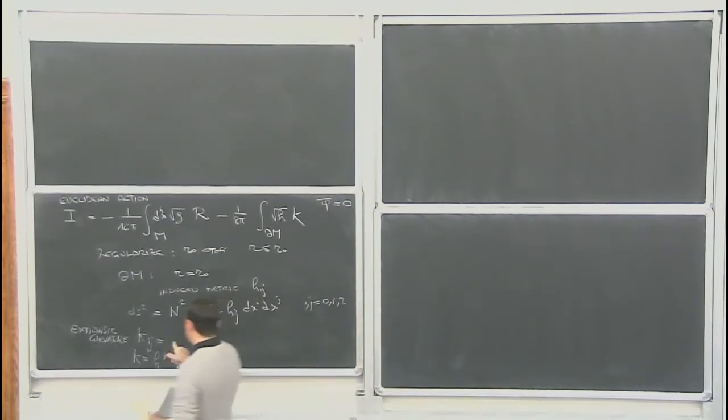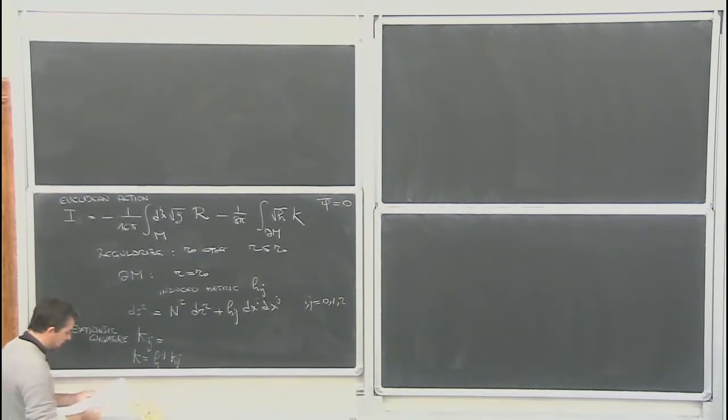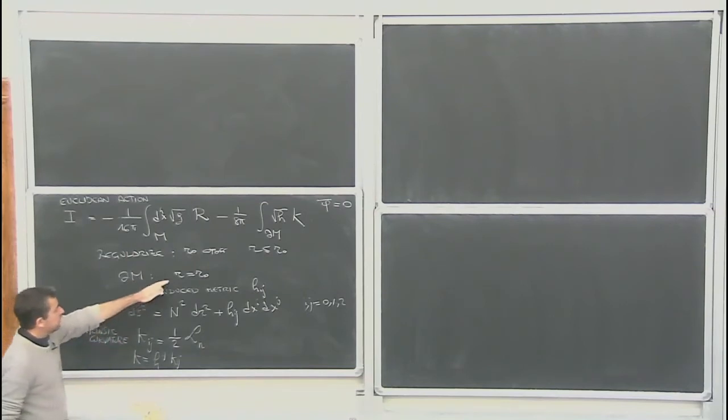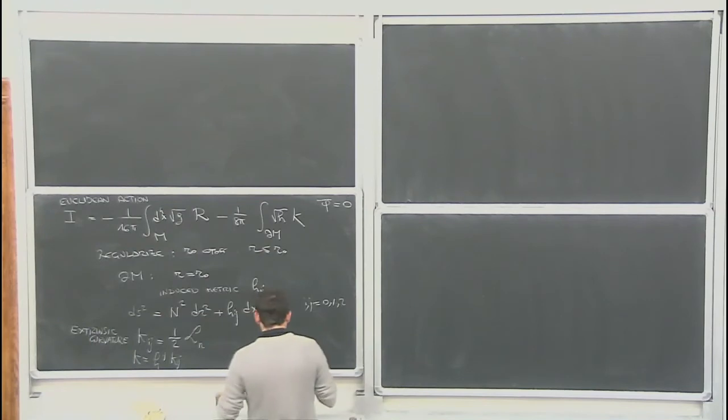I didn't define what the extrinsic curvature is, so let me give it. It is a half of the Lie derivative along the normal vector. The normal vector here is basically the derivative along r, the normal vector to this hypersurface, of h_ij.